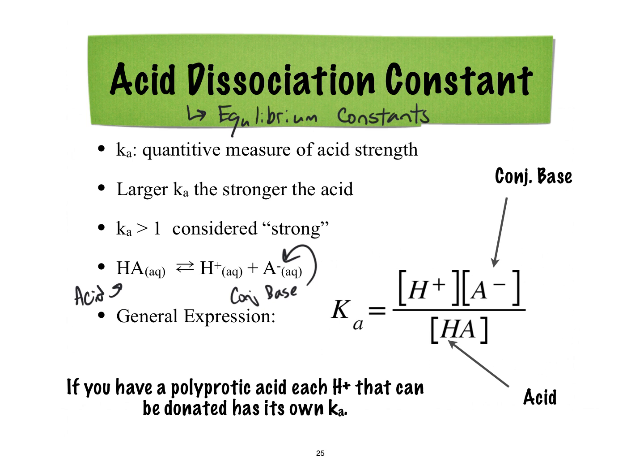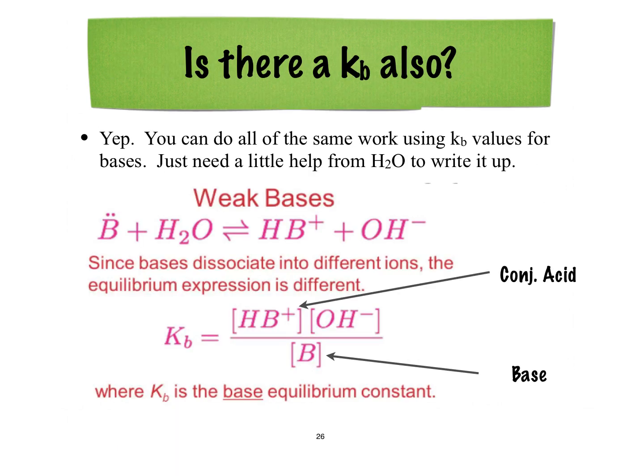It's important to note that if you have a polyprotic acid, such as H2SO4, there's a different Ka value for each hydrogen lost. So Ka1 would be for the first hydrogen lost, and Ka2 would be for the second hydrogen lost. Now we use Ka values for acids, but it works for a base also.